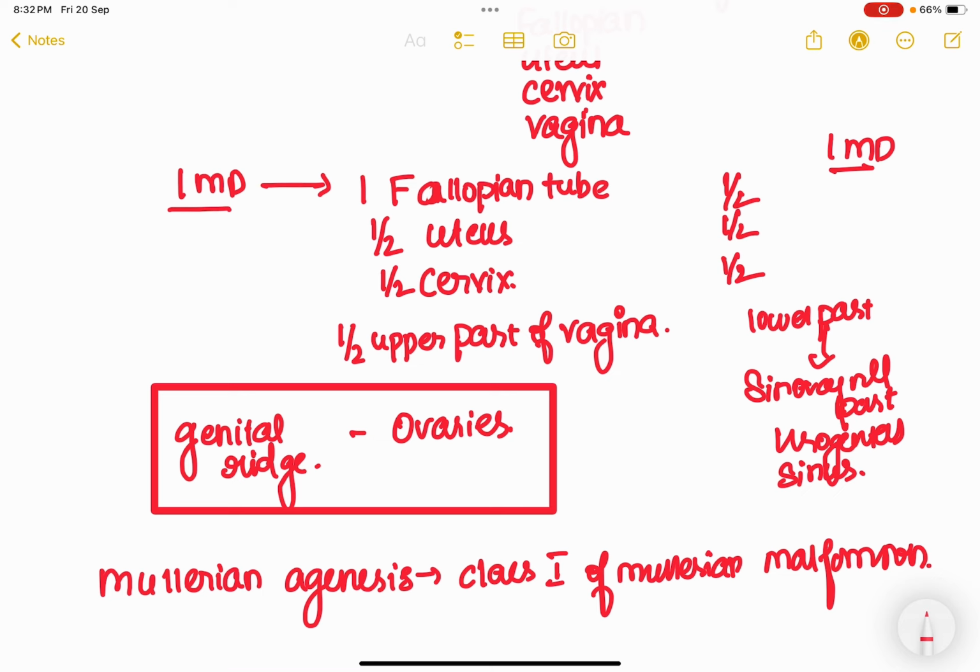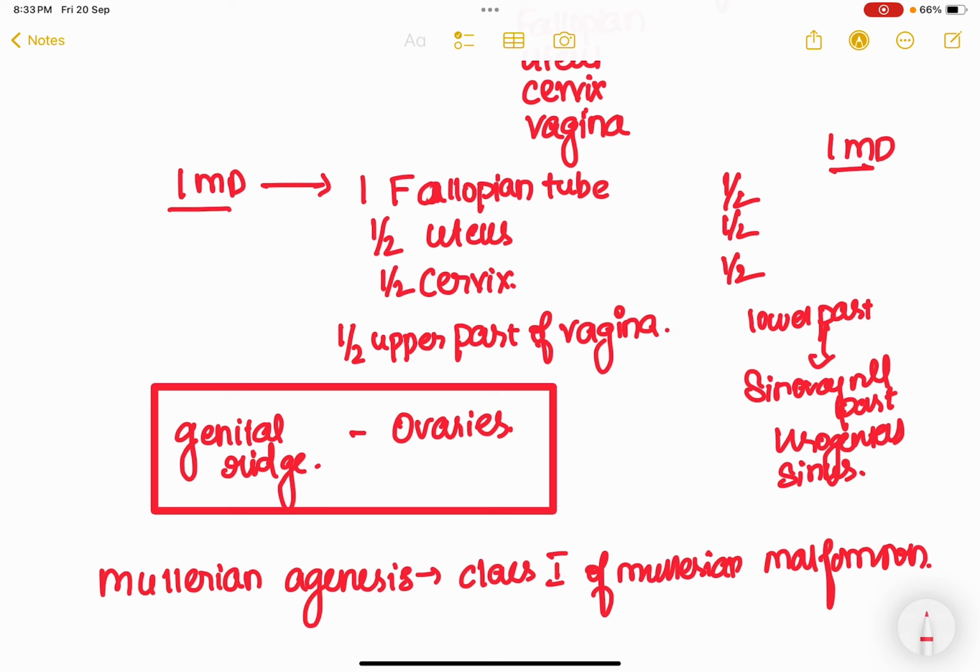Where does the lower part of vagina come from? So the lower part of the vagina is actually coming from the sinovaginal bulb of the urogenital sinus. The half of the upper part of vagina is going to come from one Mullerian duct and half of the upper part of vagina is going to come from the other Mullerian duct.